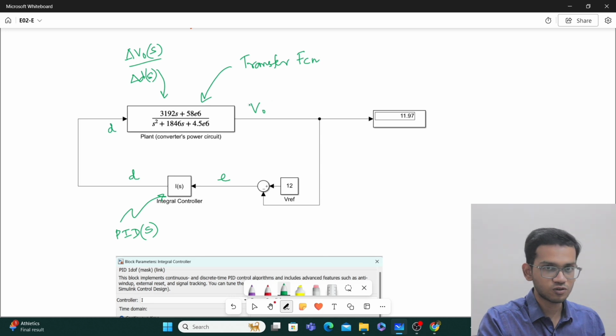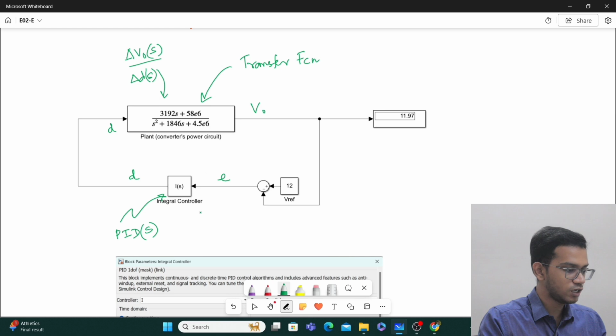We know that transfer function is always the Laplace transform of output by Laplace transform of input. Now output upon input will give you this sort of transfer function. So this is how the signals and the blocks inside of this system will look like. I am just taking the output to monitor the output voltage here.